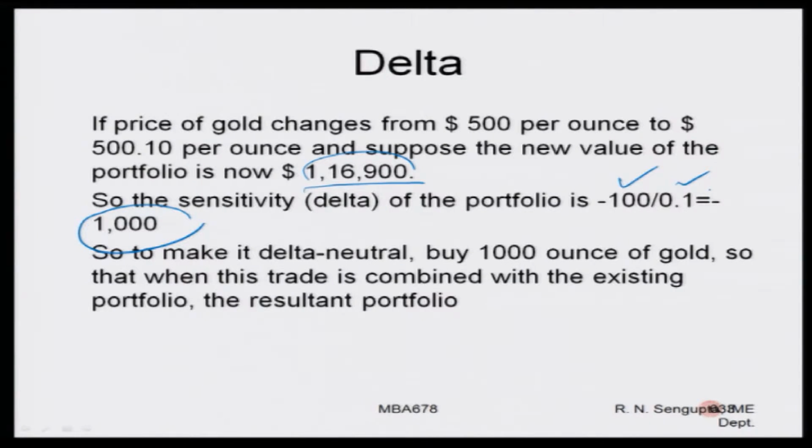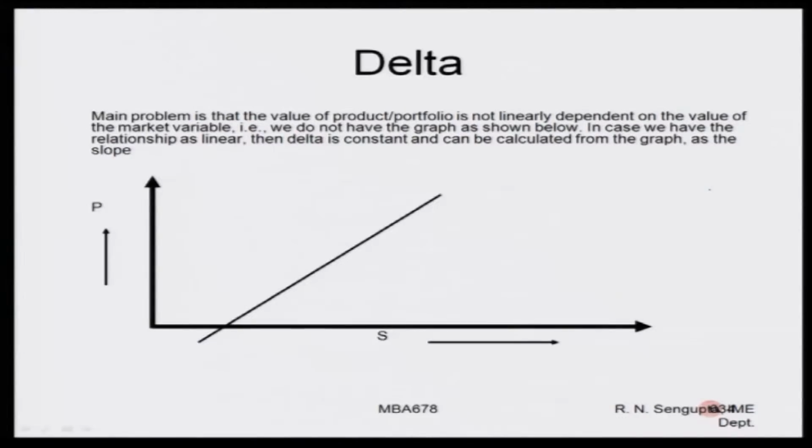So, to make it delta neutral, that means there is no change in the overall value of the portfolio from the delta point of view, with the rate of change, you buy 1000 ounces of gold, so that when the trade is combined with the existing portfolio, due to the change in the price of gold, the value of the portfolio goes back to the same value, which means there is no rate of change of that particular portfolio with respect to change in the value of one of the inputs, which is in this case gold.